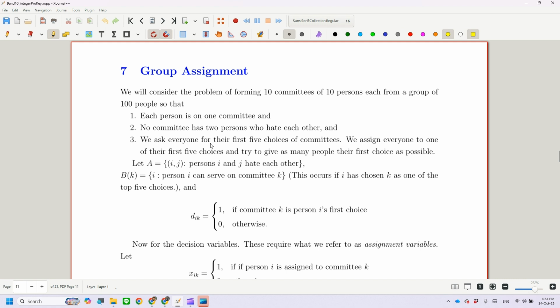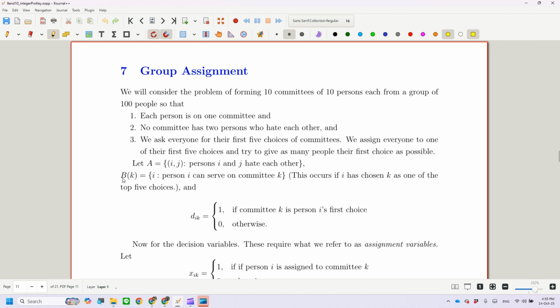We ask everyone for their first five choices of committees, and we assign everyone to one of their first five choices and try to give as many people their first choice as possible. So we define the set A to be a pair of I and J, so persons I and J hate each other. These are the set of people who hate each other.